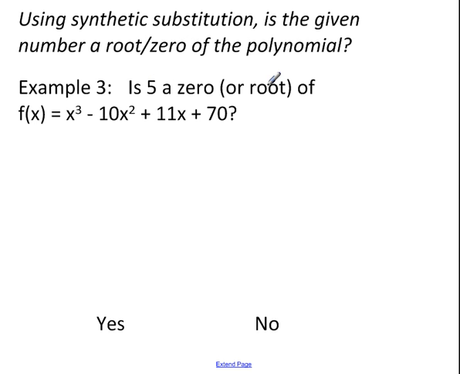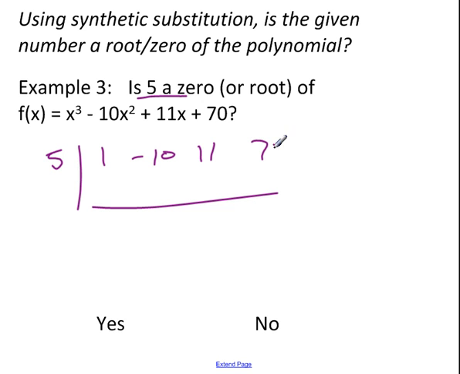Alright, so is 5 a 0 or root of this? Now, when it's written this way, we are not going to change it. We're just going to write it because it's not in the parenthesis group. It's not talking about it being a factor. It's asking about it being a 0 itself.